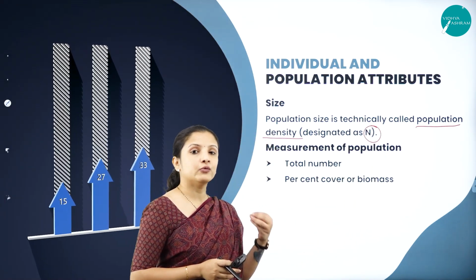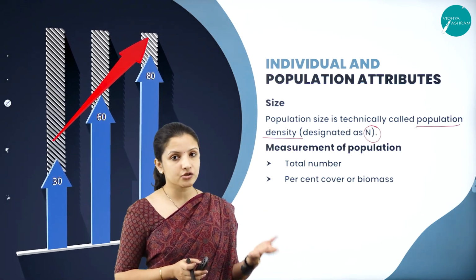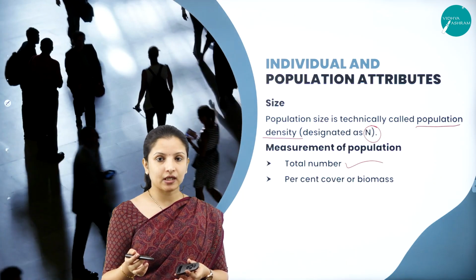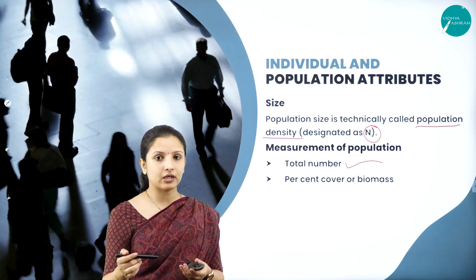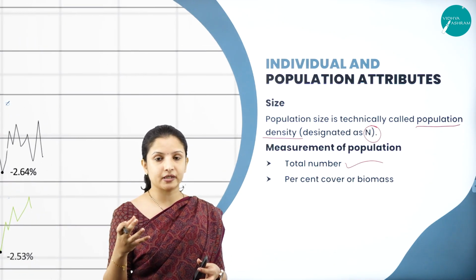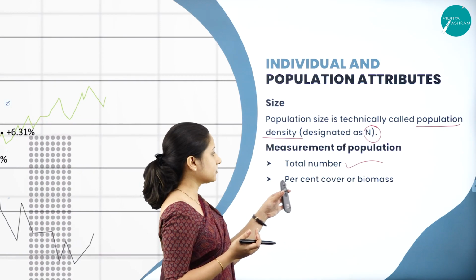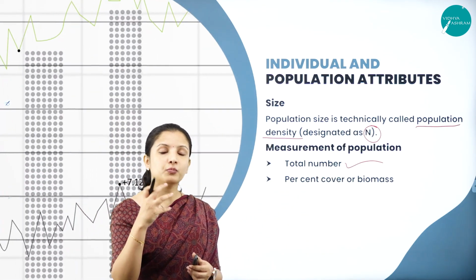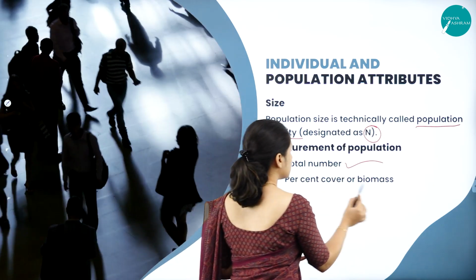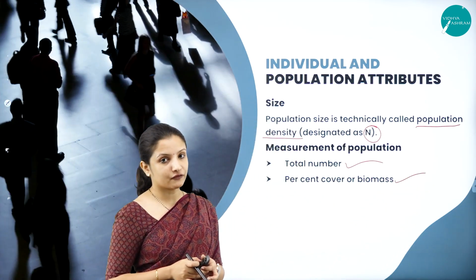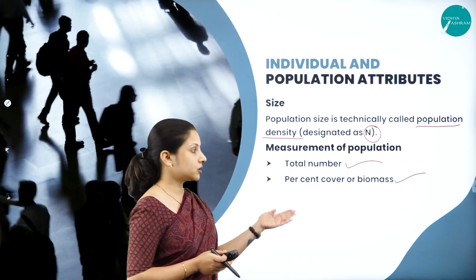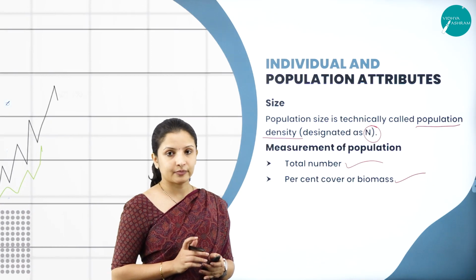There are various ways we can measure the population density of a particular geographical area. One is by counting the total number. As I told you, we can count the number of trees in a particular area, or the number of individuals or humans. But there are some organisms, for example bacteria growing in a petri plate, that are very difficult to count. In that case we go for the percent cover, that is, how much percentage of the area the bacteria have covered, or the biomass. By calculating that, we find out the size of the population. So population size can be measured by the total number of individuals in that population, or the growth rate, or the percent cover or biomass.